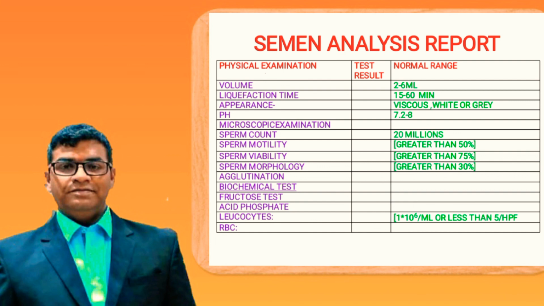And under microscopic examination, sperm count, whether it is less than 20 million or how much it is, count and write. Sperm motility, greater than 50%. Sperm viability, greater than 75% or less than 75%. Sperm morphology, greater than 30% or less than 30%. Agglutination, and the biochemical tests: fructose test, positive or negative. Acid phosphatase test, positive or negative. Leukocytes, less than 5 per HPF or not. If any RBCs, mention it.